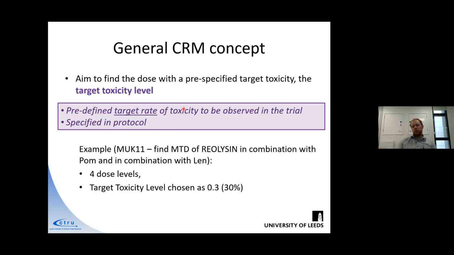The aim is to find the dose with a pre-specified target toxicity level. This is the probability, so we could think of it as a long-term frequency. We expect around 30% in this example from MUK11 of a reassessment drug. We want approximately 30% of patients to have a DLT, and that's seen as a compromise between maximising efficacy and limiting the amount of toxicity. We agreed that we're targeting around 30% of participants to experience a DLT.